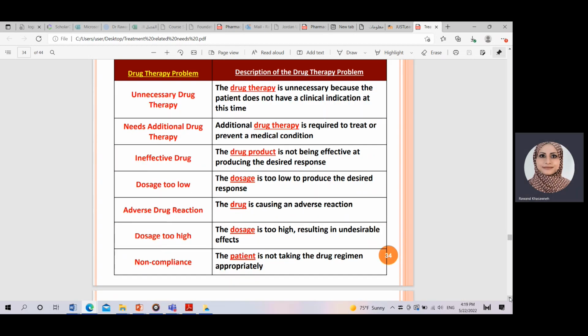So what are the different categories of DTPs? This table lists the different categories of DTPs that we can face during practice. First, drug therapy that is unnecessary. The drug therapy is unnecessary because the patient does not have a clinical indication at the time of diagnosis. There is no valid indication, or the patient is taking multiple drugs when a single drug could work.